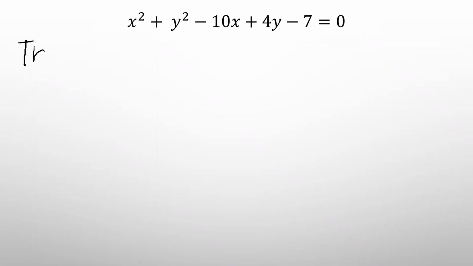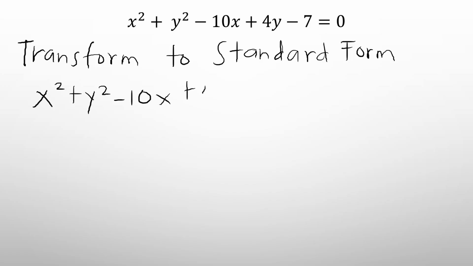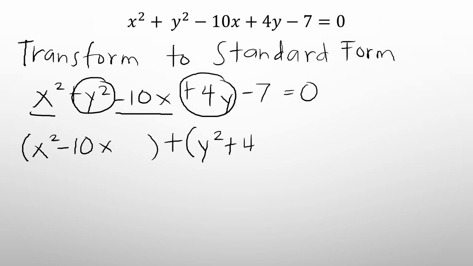Now, let's transform the equation to standard form to identify the center and the radius. We have x squared plus y squared minus 10x plus 4y minus 7 is equal to 0. We rearrange the terms so that terms with the same variable are next to each other. We have x squared and negative 10x. So (x squared minus 10x), plus we have y squared and positive 4y. So here we have (y squared plus 4y).